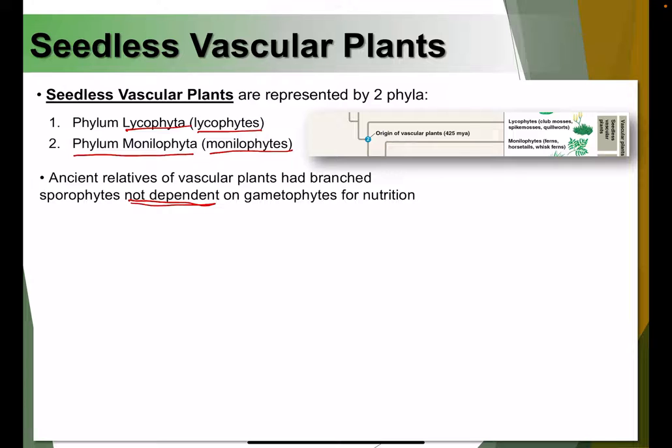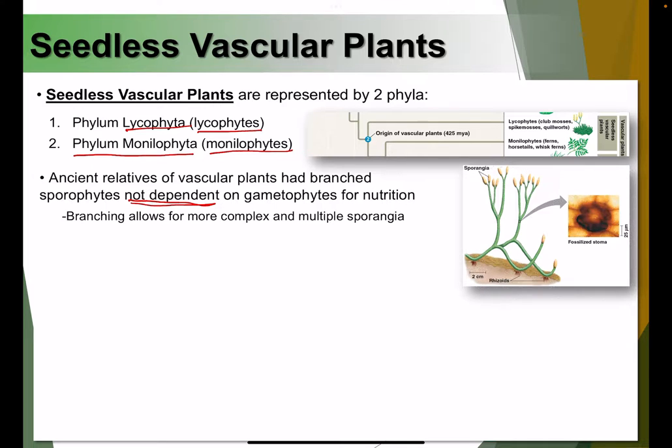Because we said earlier that bryophyte sporophytes have to be attached to the gametophytes with a little foot in order to get nutrients from it. They cannot be detached. Well, for seedless vascular plants, that's actually the opposite. Okay? Sporophytes are not dependent on the gametophyte for nutrition. So the branching of these vascular plant sporophytes allows for more complexity and also carries multiple sporangia at the top like that.